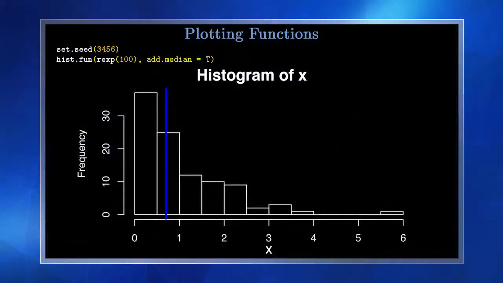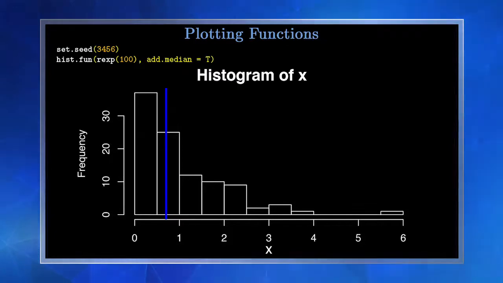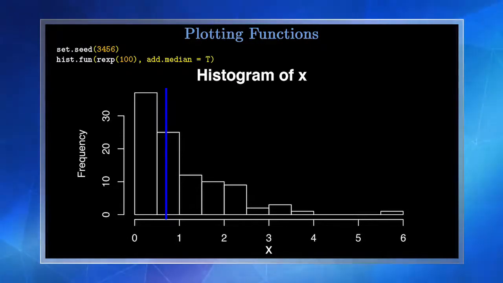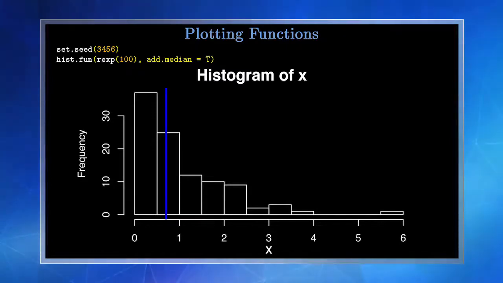Here's the output from that. So I want to run my hist.fun just on some random exponential data. And add.median is equal to true. Notice here, you see our histogram, and we've automatically located the median of that data set and plotted it with our function. Now, we don't have to stop there. We can actually add the mean as well. So let's do that. This is going to be a vertical line also located at the mean.